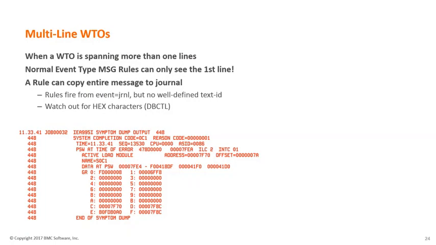AutoOperator also can handle multi-line WTOs. A multi-line WTO is, of course, a WTO that spans more than one line, such as you'll see for a lot of system display commands. Now, normal event type message rules can only see the first line, so special consideration needs to be given to multi-line WTOs. The rule can copy the entire message to the journal, so it can get the whole thing. It's just you can't process it independently.